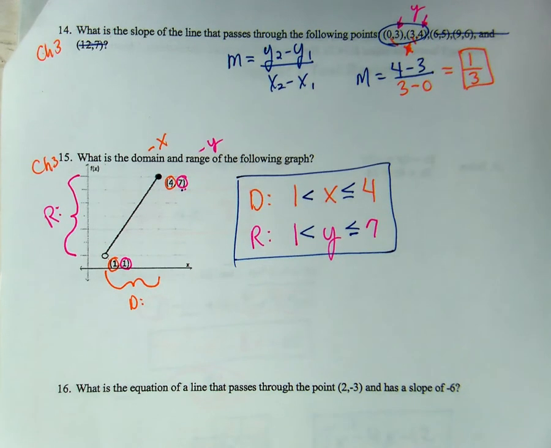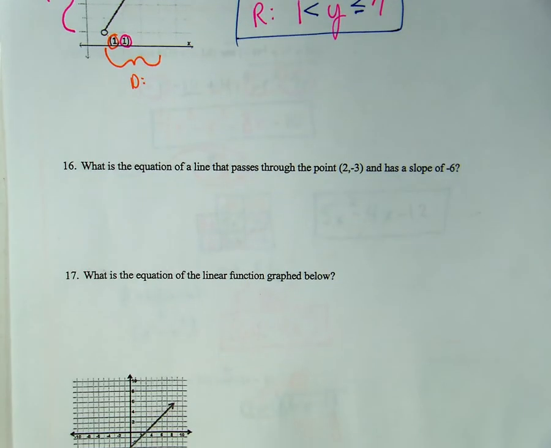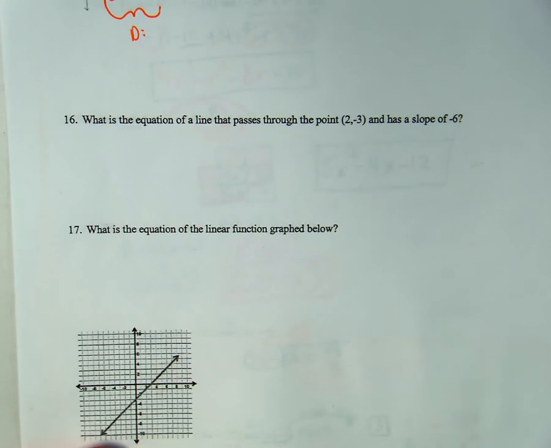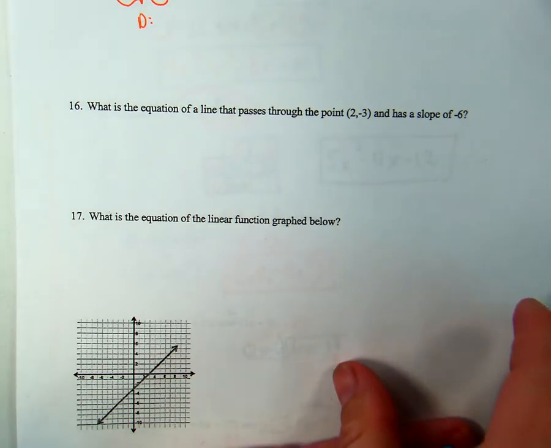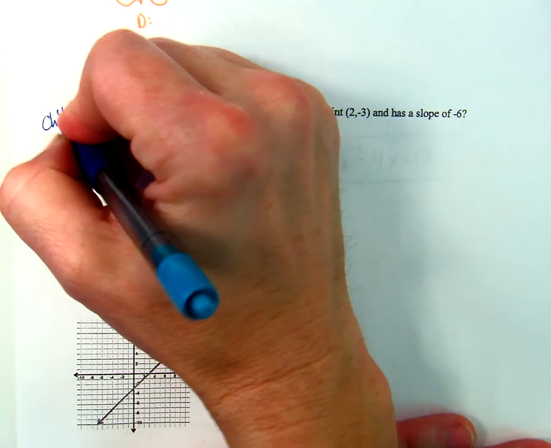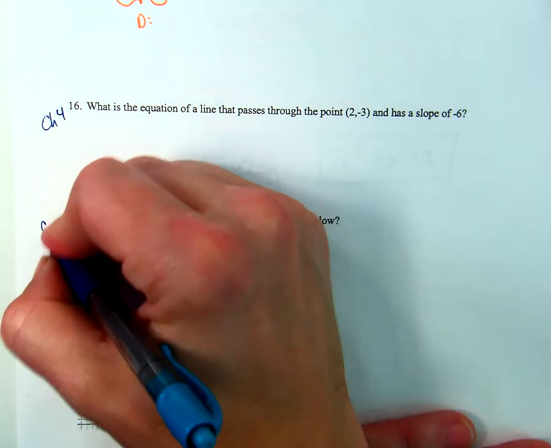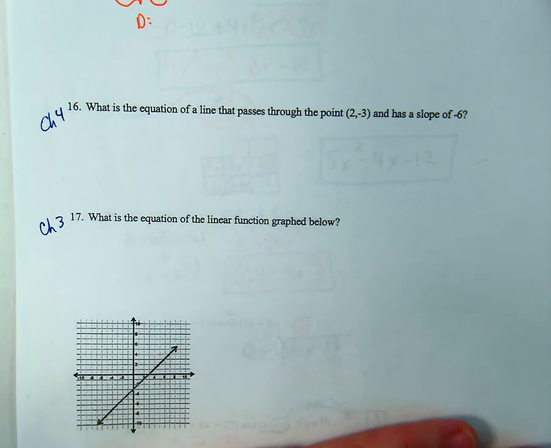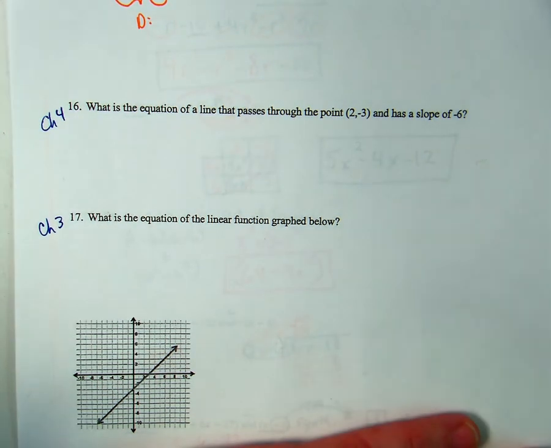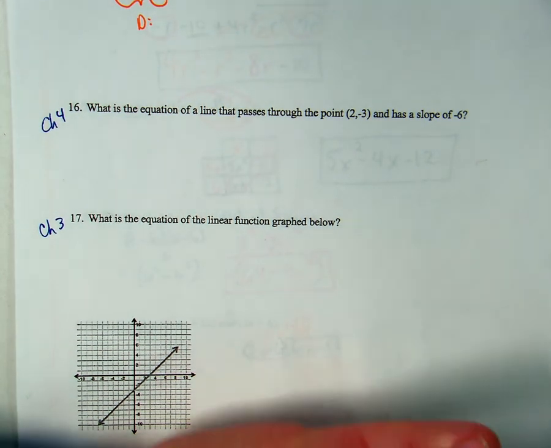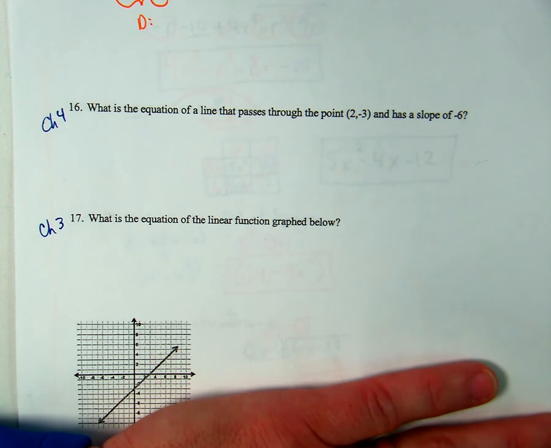All right, number 16. Number 16, this is going to be Chapter 4. Just for reference, we'll go ahead and put it down here. Number 17 is Chapter 3. Chapter 4, write the equation of a line that passes through the point 2, -3, and slope of -6.